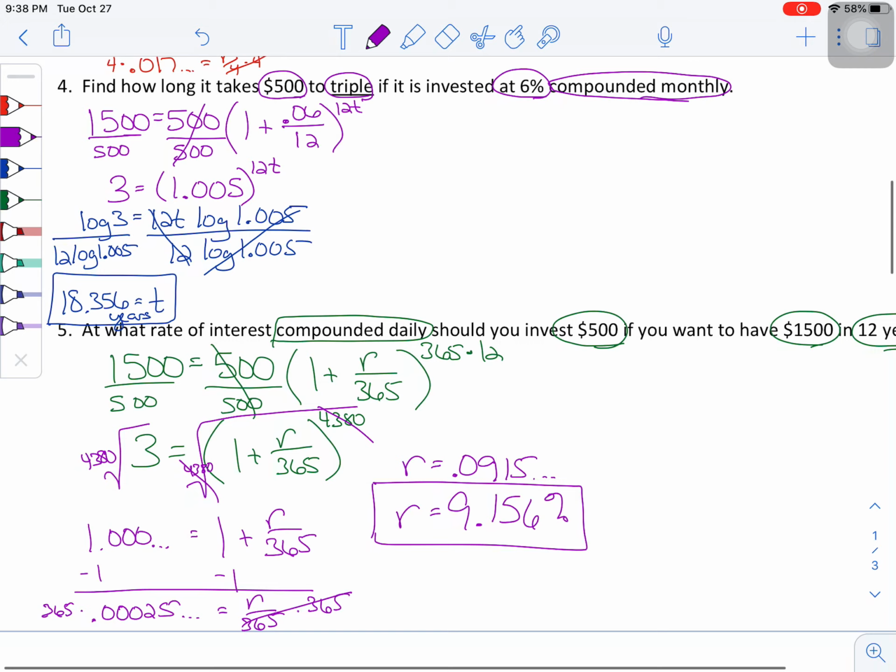Hopefully that gives you an idea about how to work with that compounding interest formula. I'm going to close this video right now, and then I'll pop up a separate video that will deal with the population growth to end these pages.